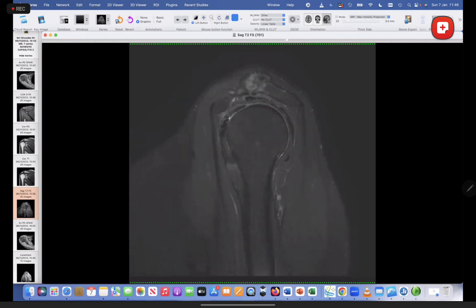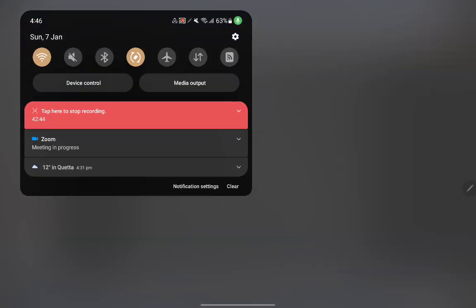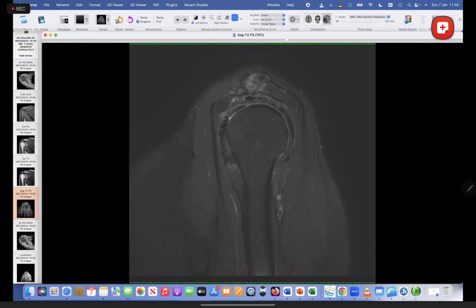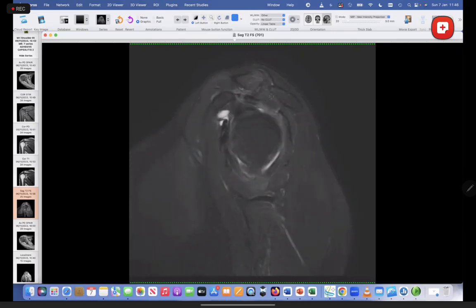Why? Because this is where the bursa is, the subacromial subdeltoid bursa. So if you see fluid here under the acromion, but above the supraspinatus tendon, that's in the subacromial subdeltoid bursa. So clearly in this particular patient, there's no fluid there. So that's one thing I've noticed.